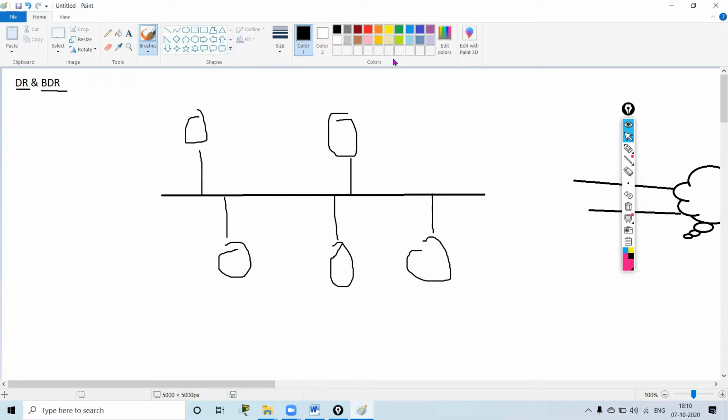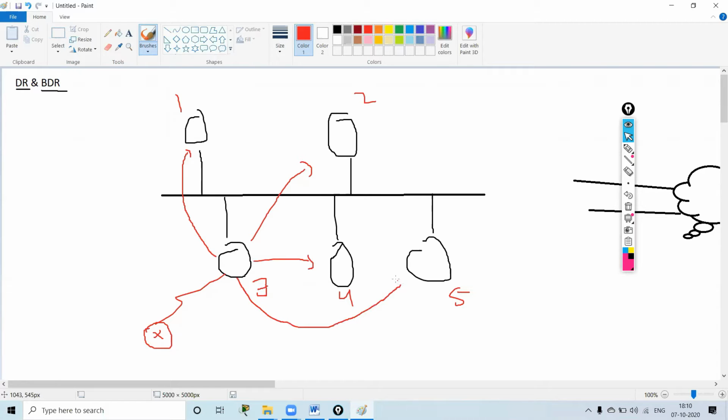Now what will happen over here? Suppose there is a network added over here. Suppose I number the routers 1, 2, 3, 4, 5. Now this router number 3, what will it do? It will advertise this network, because all are neighbors. It will send the advertisement to all the neighbors.